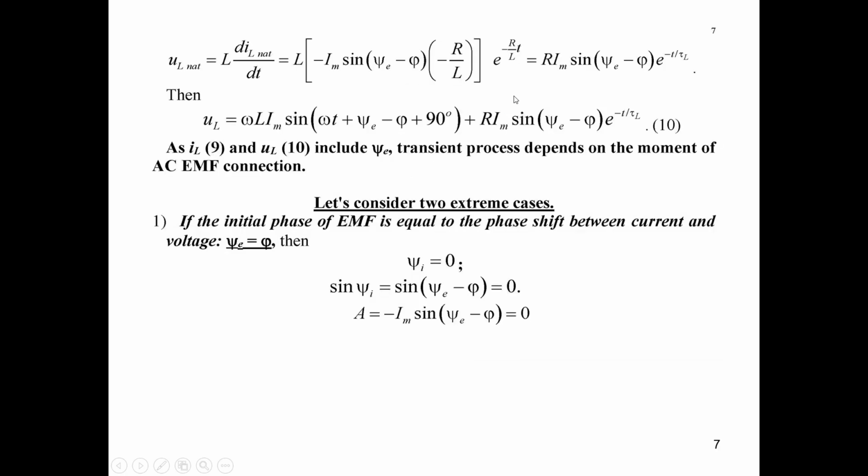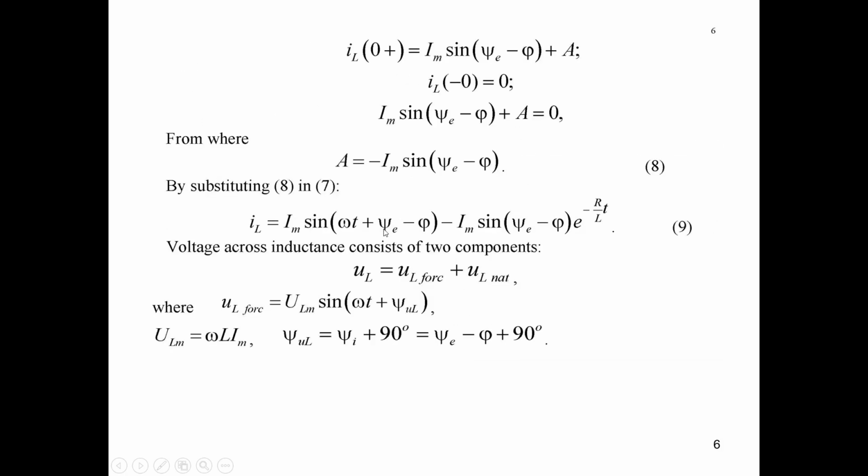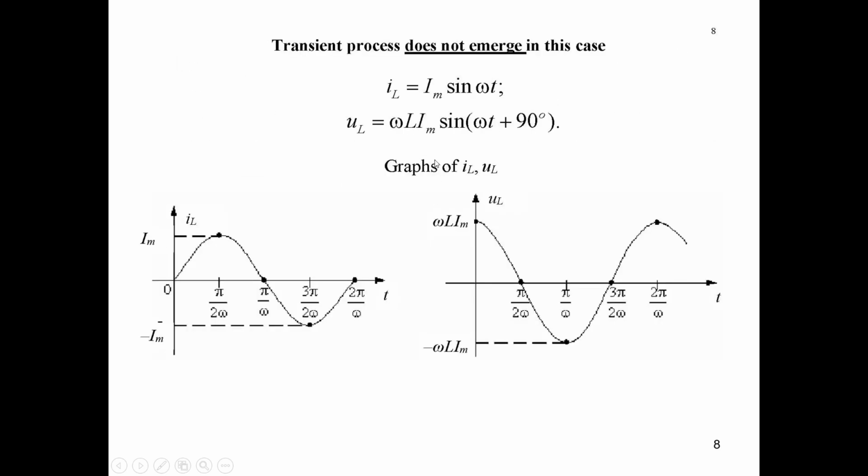Okay, because we have this expression: if psi minus phi equals 0, these two items will vanish, and we will have only sinus omega t, like here. The same refers to UL. It will be omega L I maximum sinus omega t plus 90 degrees, because voltage drop across inductance leads current through inductance by 90 degrees. And graphs of currents and voltages will have such a form.